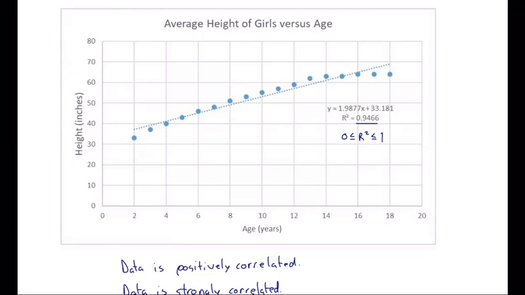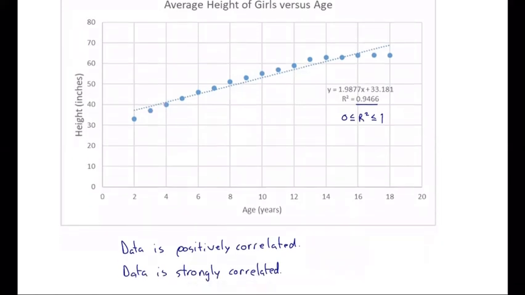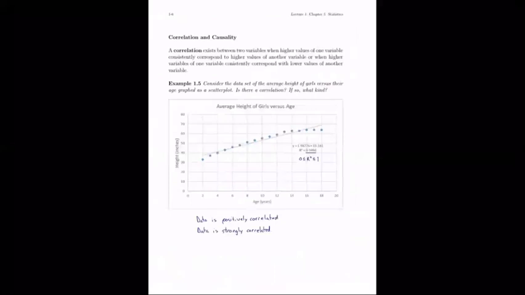So the R² value tells us how close the line is to each point. And in this case, it seems pretty close, and that kind of backs up that there's a fairly strong correlation of these data points of age versus height in girls. Okay.